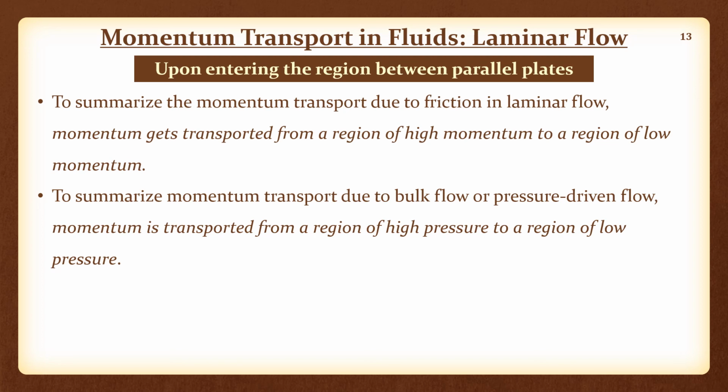Look at it once again. The entrance to the region between the two parallel plates, that is the region of high pressure. The exit from the region between the two parallel plates, that is the region of lower pressure. Similarly, when we are looking at molecular momentum transport, the central plane or lamina of the fluid has the highest momentum, and on both sides, as you go towards the stationary surfaces, the momentum is lower, and therefore this molecular momentum transport happens from a region of high momentum to a region of low momentum. The idea being it retards the flow.